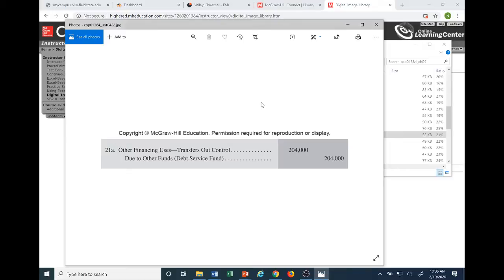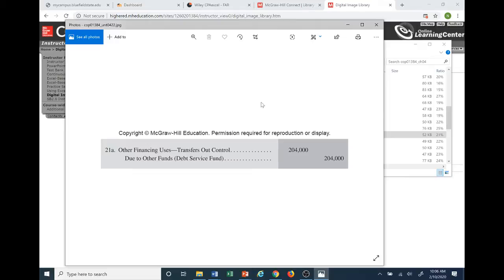Okay, interfund transfers is the next type of entries we're going to be getting into. It says to assume the general fund made the budget transfer to a debt service fund for the payment of interest and principal. So the general fund's entry is going to be a debit to other financing uses, transfers out control, of $204,000, and a credit to due to other funds, debt service fund, of $204,000.